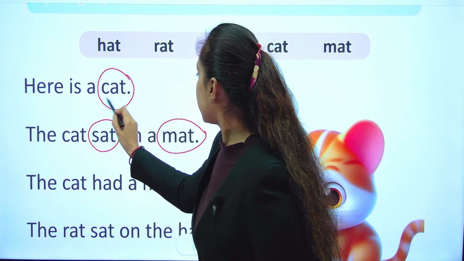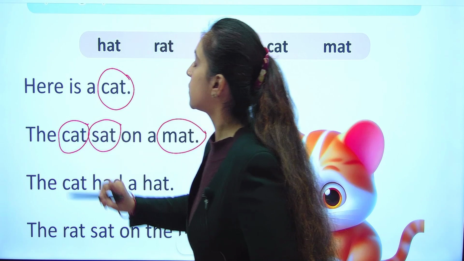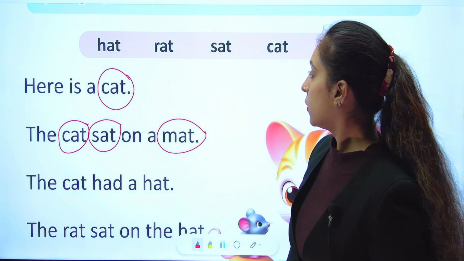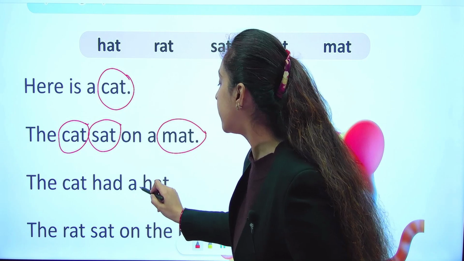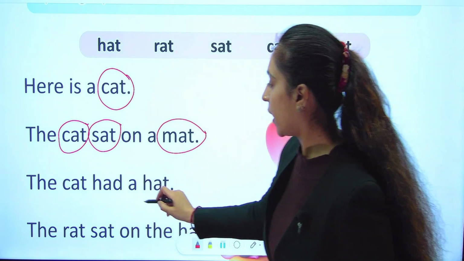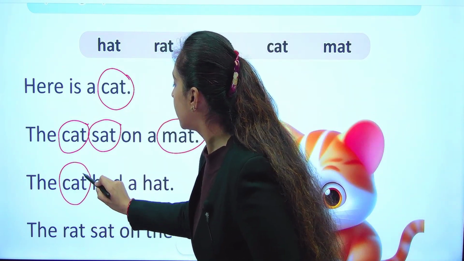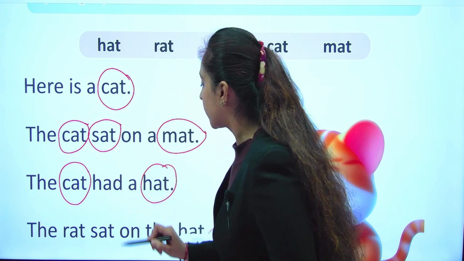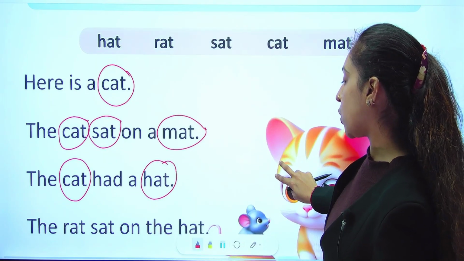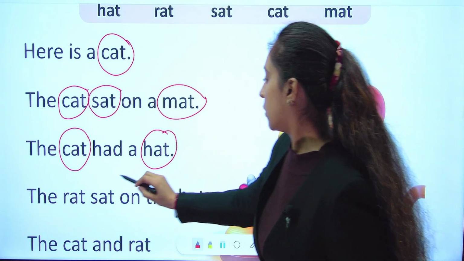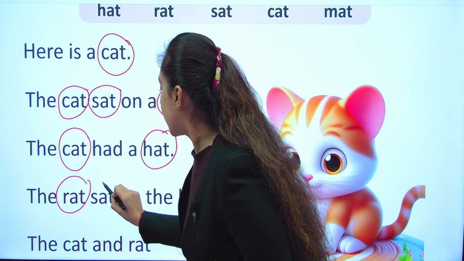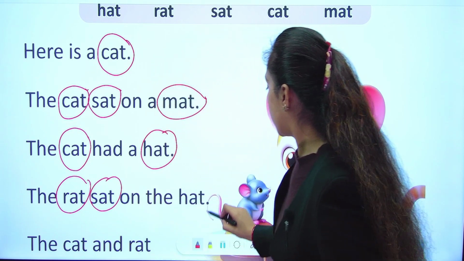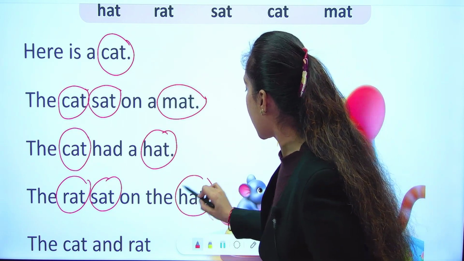The cat, we have cat again. Okay, so we will circle this also. Then we have the cat had a hat. We have again CAT, cat, HAT, hat. The rat sat on the hat. RAT, rat, SAT, sat, on the HAT, hat.